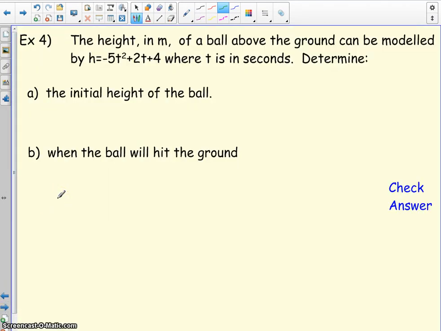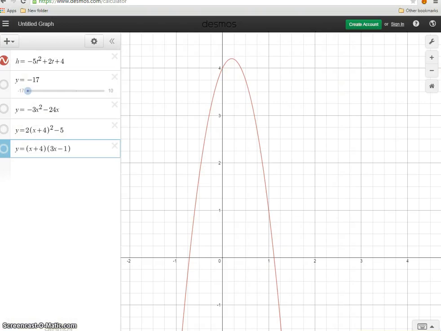So here, let's jump into the word problem. We have a height in meters of a ball off the ground that can be modeled by the equation that you see there, where t is in seconds. We want to find the initial height of the ball and when the ball will hit the ground. And what I'm going to have you do first is just take a look at a graph of this one, just to have an idea of what's going on.